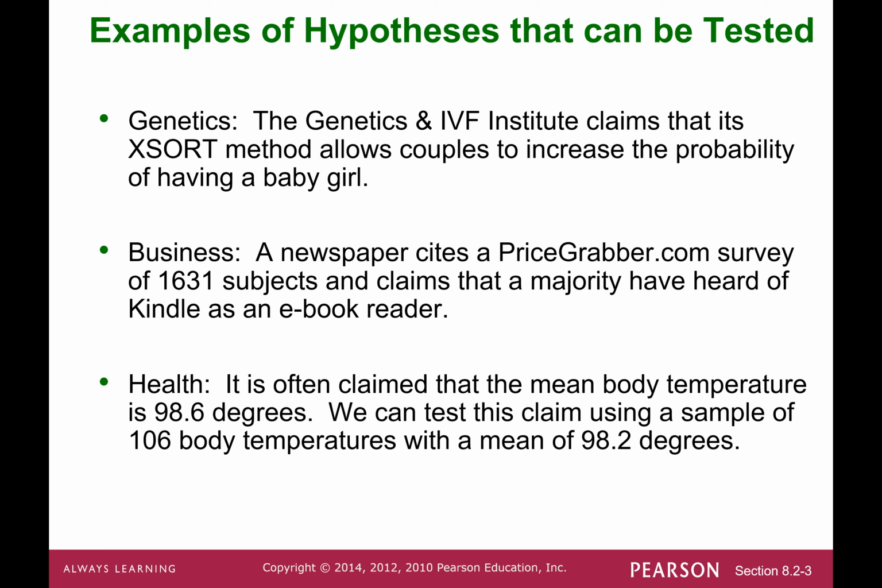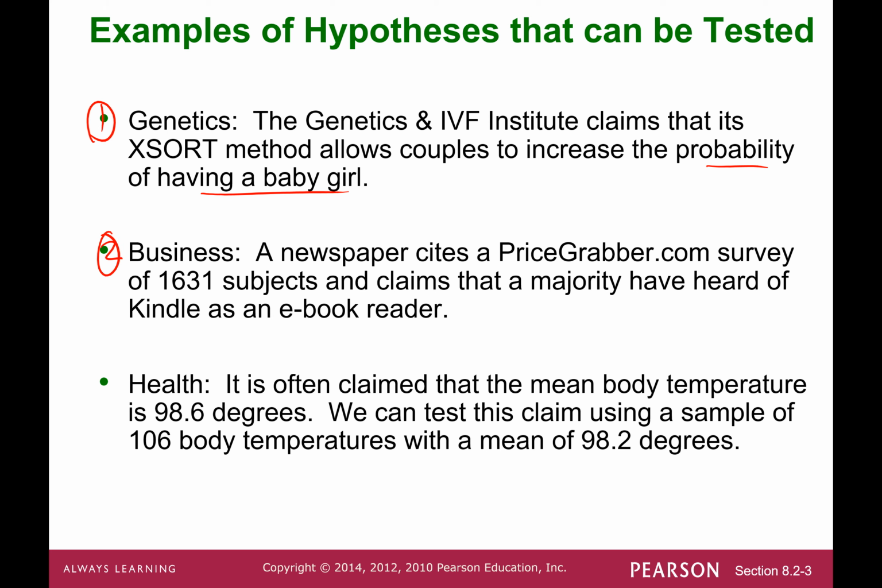Following are the examples of hypotheses that could be tested. The first one is about genetics. The genetics IVF Institute claims that its EXO method allows couples to increase the probability of having a baby girl. So this is a claim you try to prove or you try to verify.